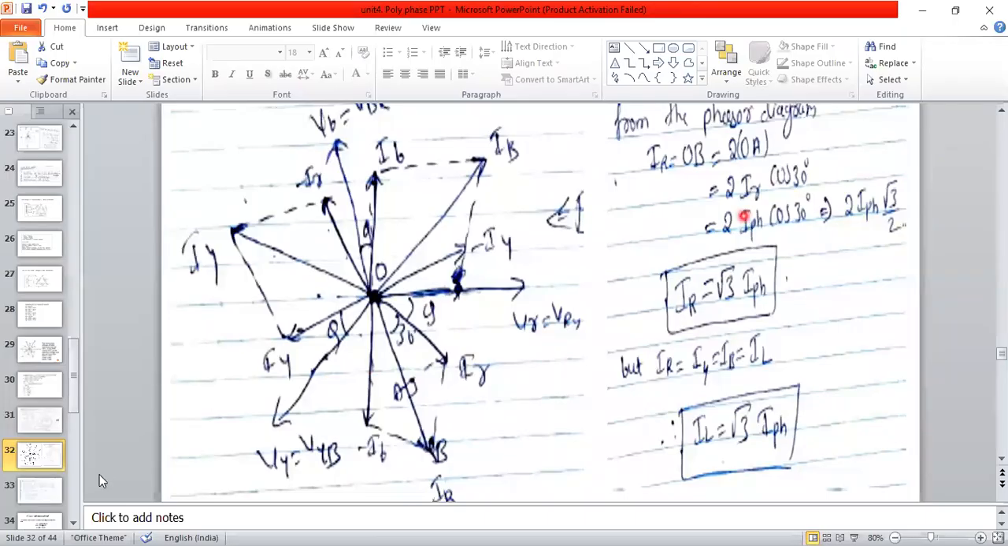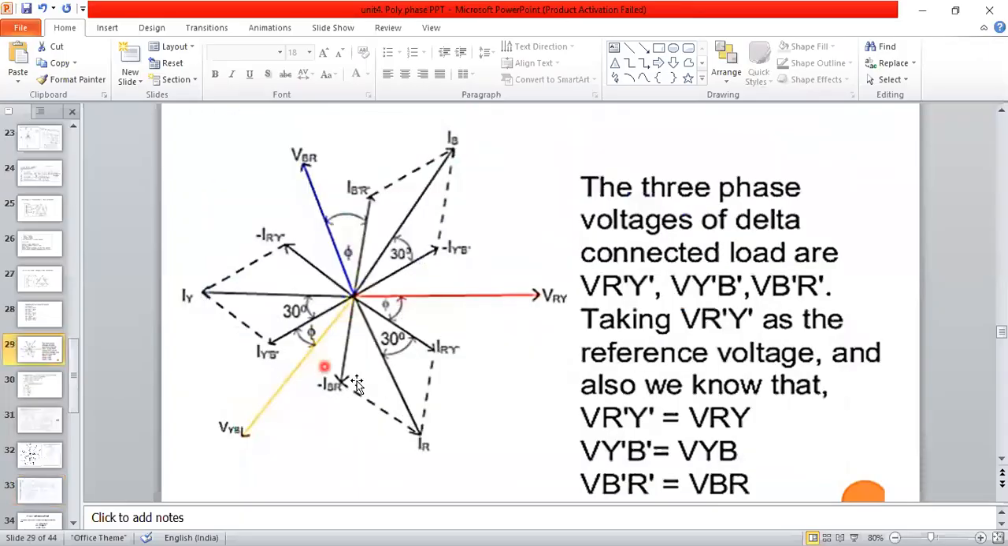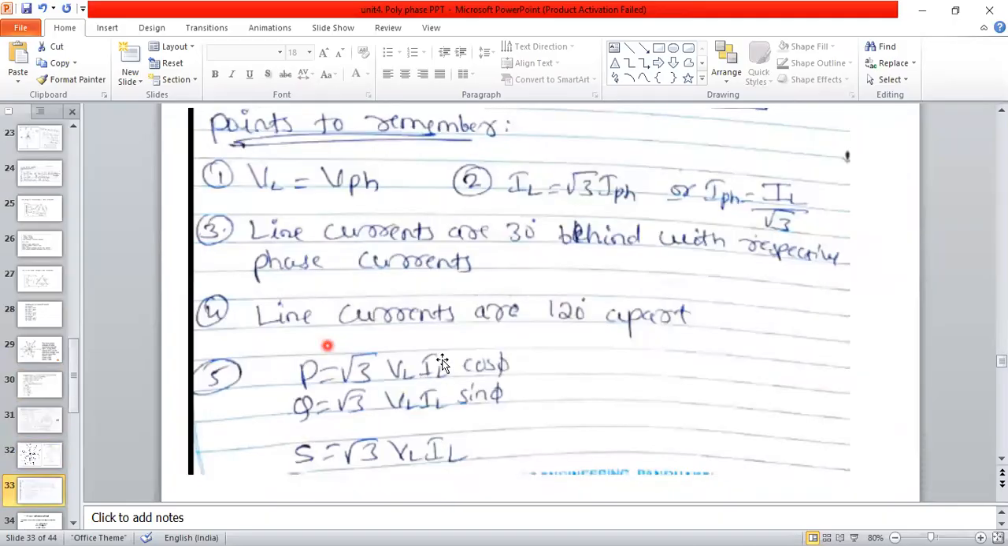I added both in the PPT, I will provide both. Whichever is easy for you, you can refer to that. Here, points to remember: VL equal to VPH for the delta connection and IL equal to root 3 IPH. From this IL we can write IPH equal to IL divided by root 3 also. Line currents are 30 degree behind with respect to phase currents. What are the line currents here? This is the line currents. The phase currents are 30 degree behind that one. So line currents are 120 degree apart. All line currents are 120 degree apart.